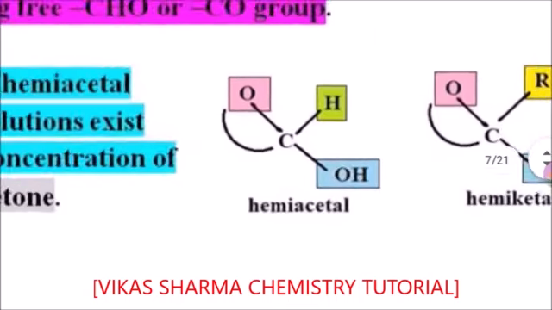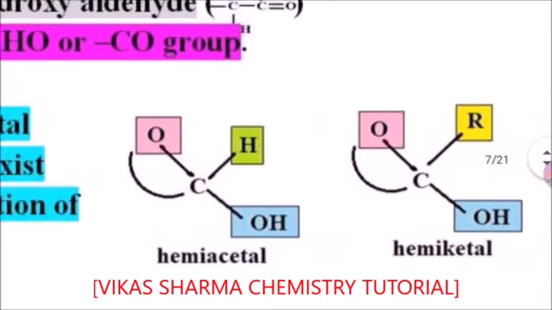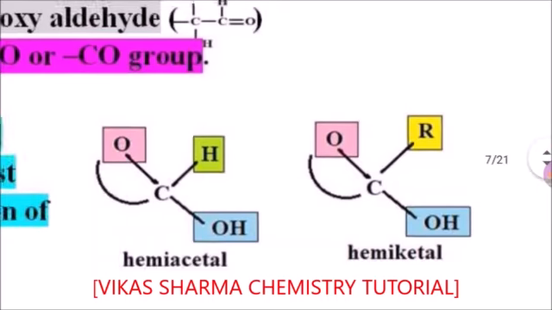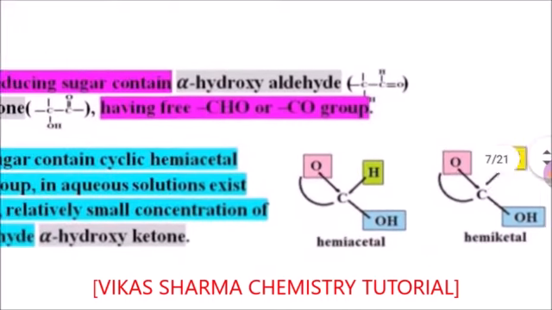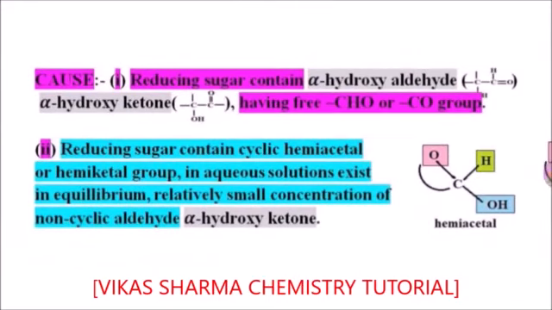As you have seen on the display, the hemiacetal group is formed, and also the hemiketal if we consider a ketose. So in the aldose condition they form the hemiacetal, and if it is a ketose they form the hemiketal. So this is the reacting site and they reduce Fehling's solution and Tollens' reagent easily. So this is the reason behind it.